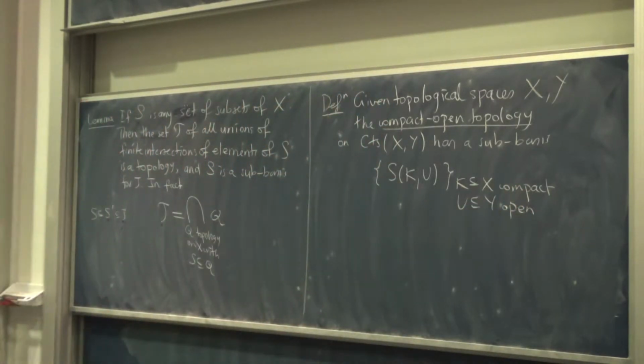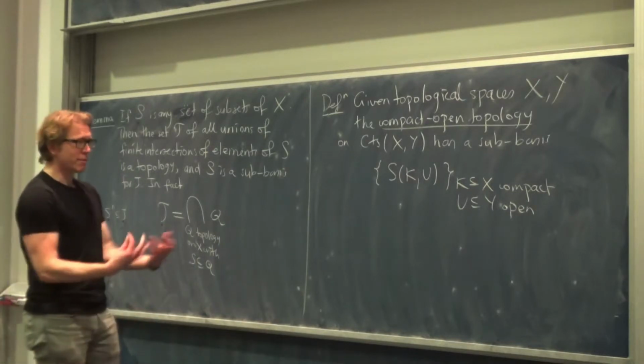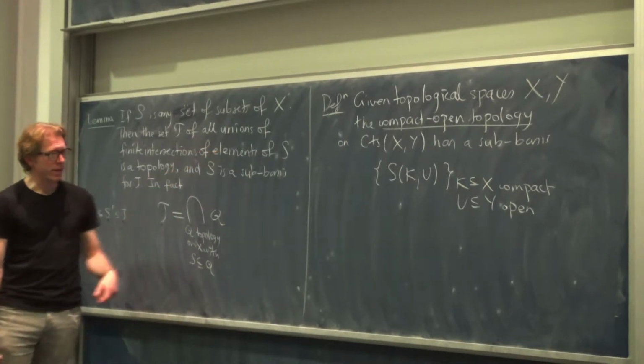Okay, so take two topological spaces, X and Y. Look at all pairs consisting of a compact subset K of X and an open subset U of Y, and then form this set S_{K,U}. That's the set of continuous functions from X to Y which happen to send the subset K into the subset U. That's some collection of subsets of C(X,Y).